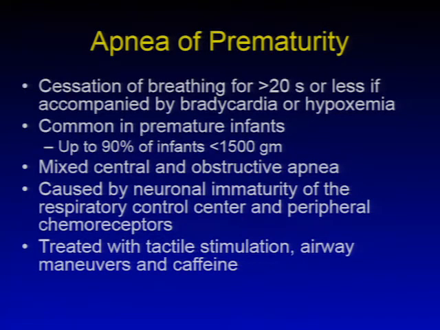Apnea of prematurity is a concern for the pediatric anesthesiologist, and this consists of cessation of breathing for greater than 20 seconds, or less if it's accompanied by bradycardia or hypoxemia. It is common in premature infants, and it can be seen in about 90% of infants less than 1.5 kilograms. What's observed is typically a mixed central as well as obstructive apnea, and this is caused by neuronal immaturity of the respiratory control center and peripheral chemoreceptors. Most of the time, this can be treated with tactile stimulation, airway maneuvers, and if needed, IV caffeine in these patients.